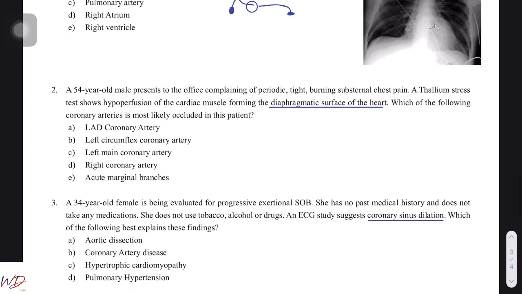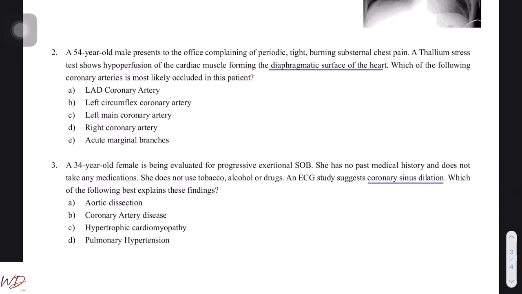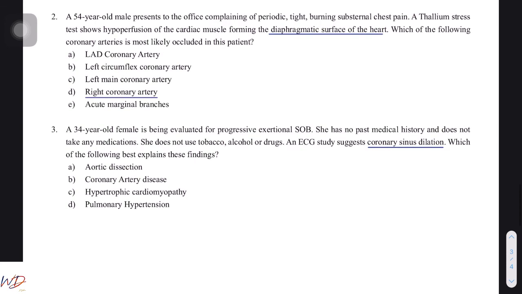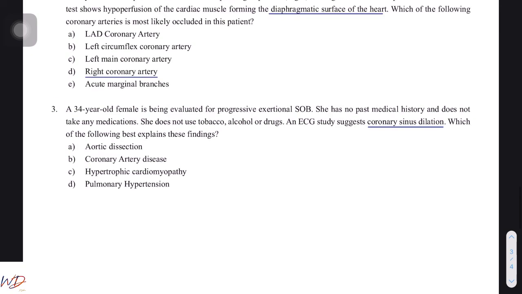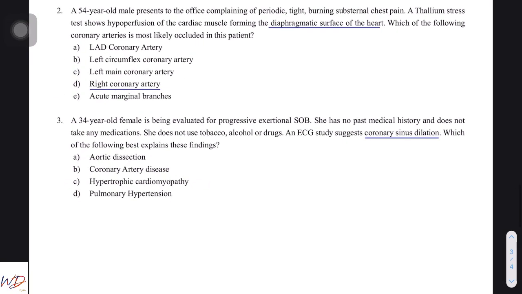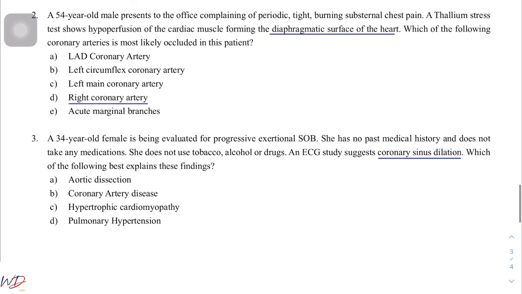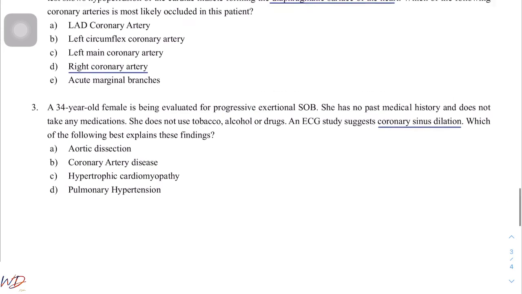For the next one, the diaphragmatic surface is the posterior surface and it is supplied mainly by the right coronary artery. In over 85% of patients the right coronary artery supplies that, because in some patients it can be from the left side, but always go for the majority.